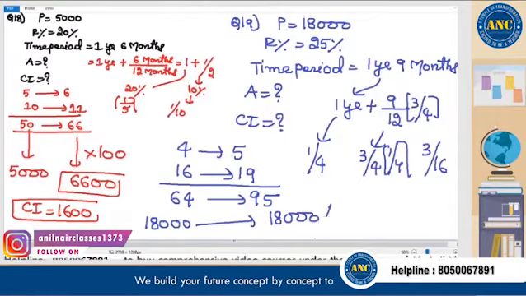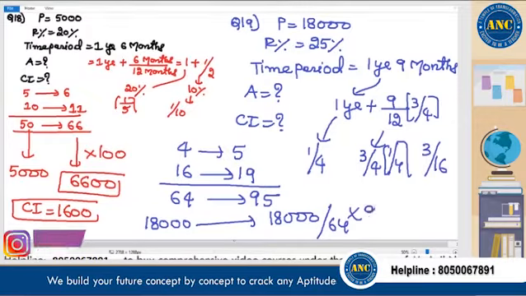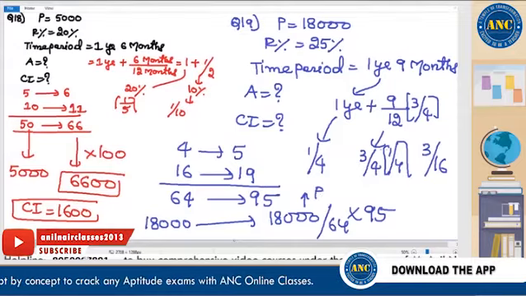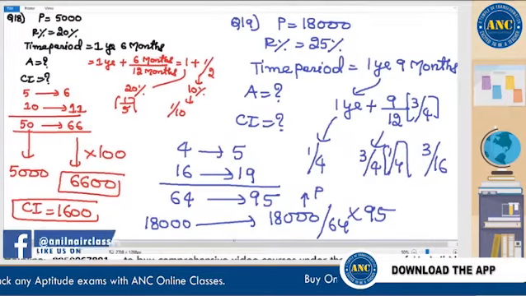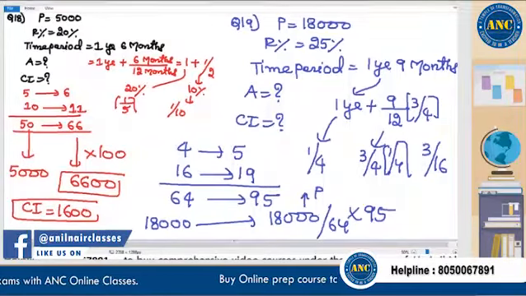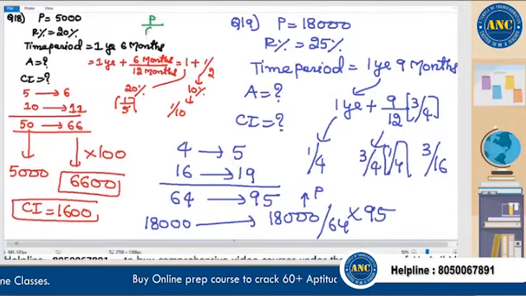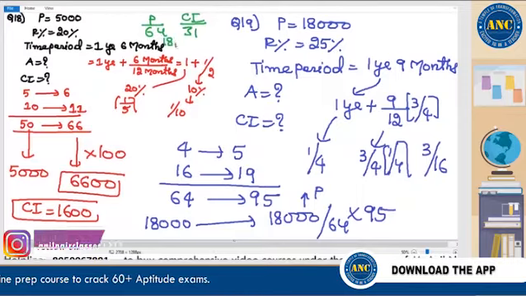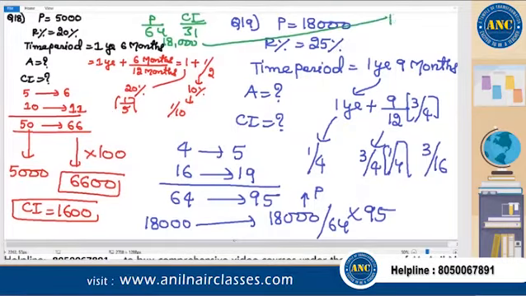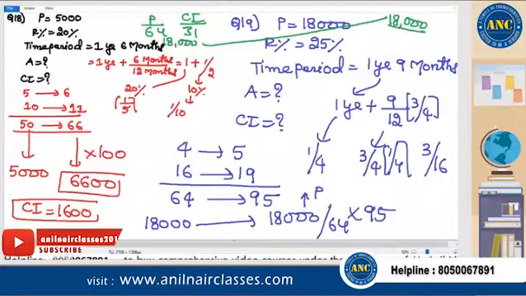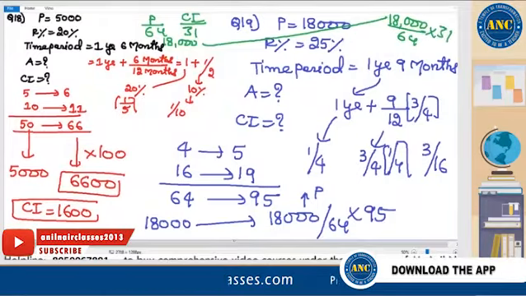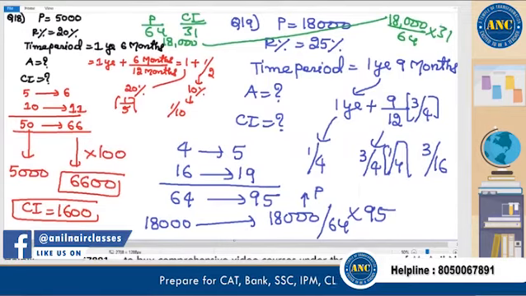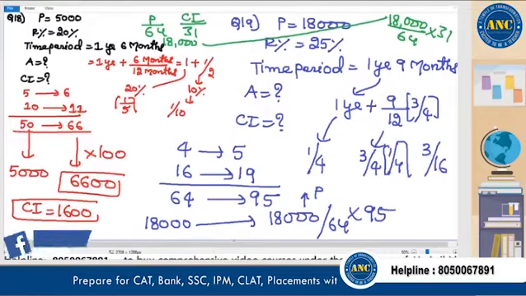Very, very easy question. I don't know why students fear these months. If the principal is 64, CI is 31. But if the principal is 18,000, how much? Answer is 18,000 by 64 into 31. Idea clear? On Saturday late night class, I will discuss SI and CI in detail.